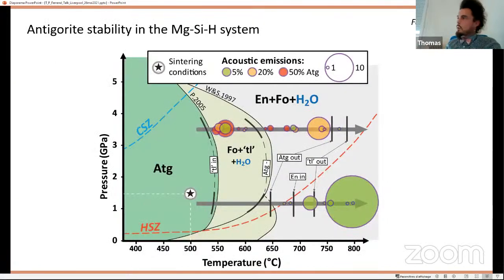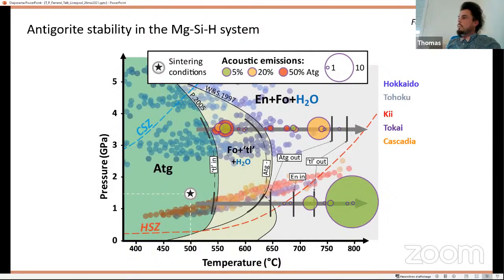So this is a summary of the experiments. On the pressure-temperature diagram, you can see that at 1 GPa, we have a lot of acoustic emissions only with 5% Antigorite, and only when we are outside the stability field of Antigorite. And you can see that the process is more progressive and occurs with a larger range of Antigorite fractions at higher pressures. And this is the natural seismicity for you to compare with the experiments.